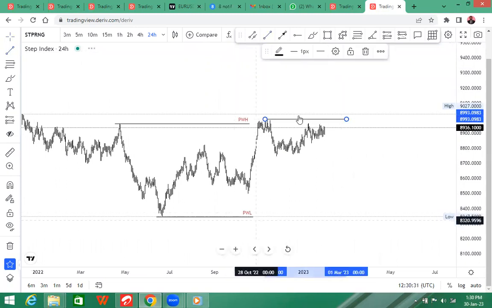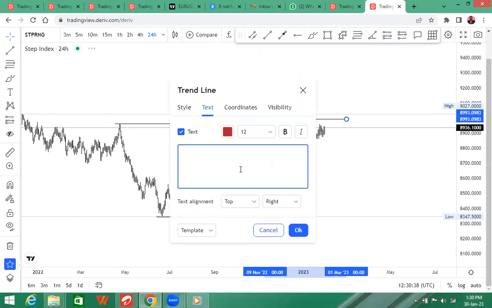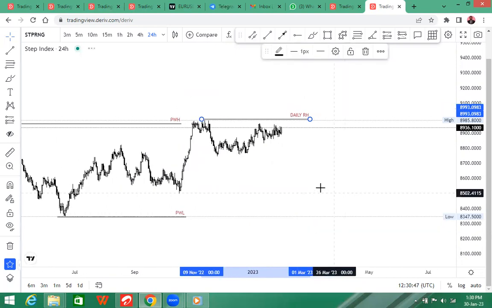Down range, top range on the daily. So let me put this as range high, or let me put it daily range high, or daily top range, to make you understand it.